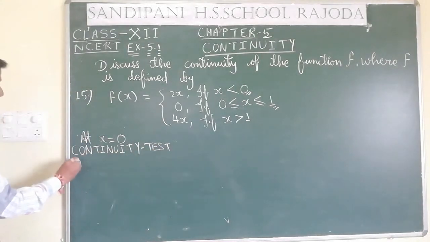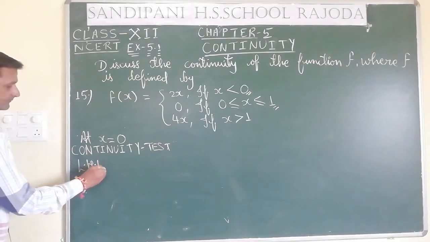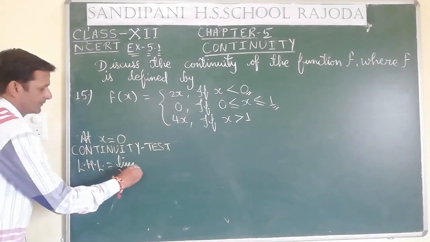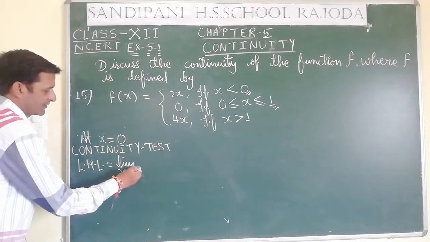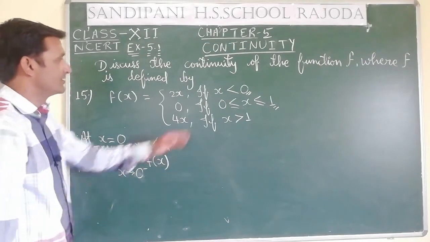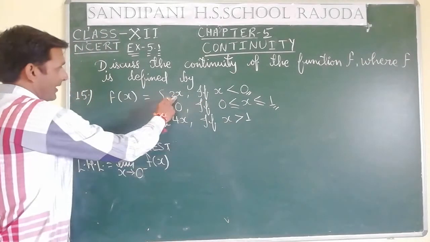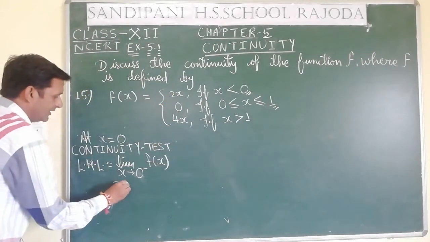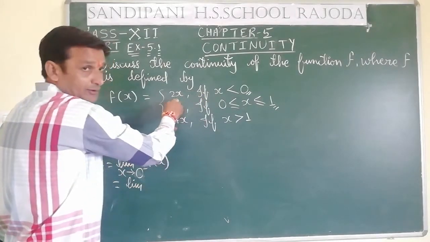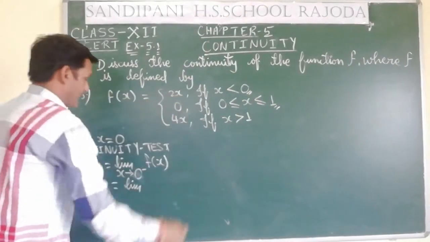See LHL, that is equal to limit x tends to 0 minus f of x. 0 minus means less than 0. We have to apply here this part, because for less than 0 this part of the function will be applicable.